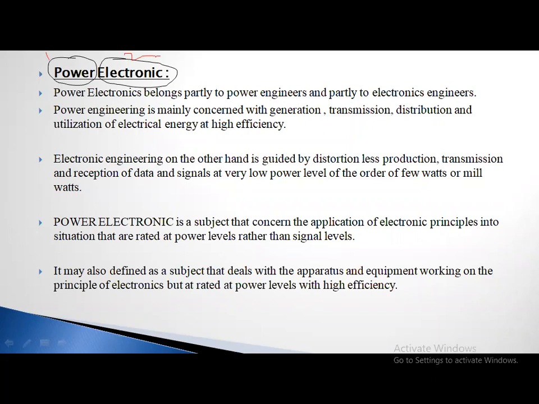Half of the part of power electronics is related to electrical engineering because power is related to electrical, and the remaining half of power electronics is related to electronic engineering. So why do we need to combine these two words, power electronics? Because, in one sentence, generally we have power semiconductor devices.